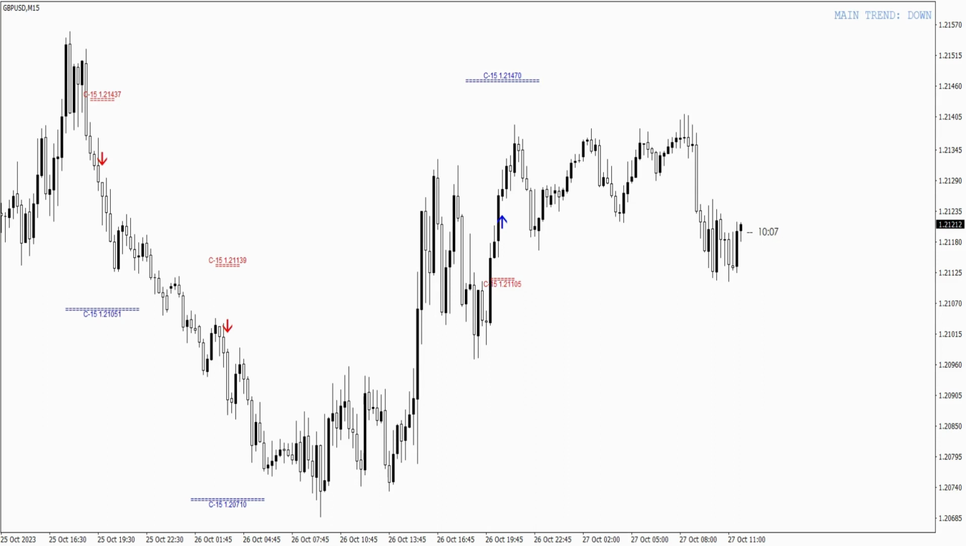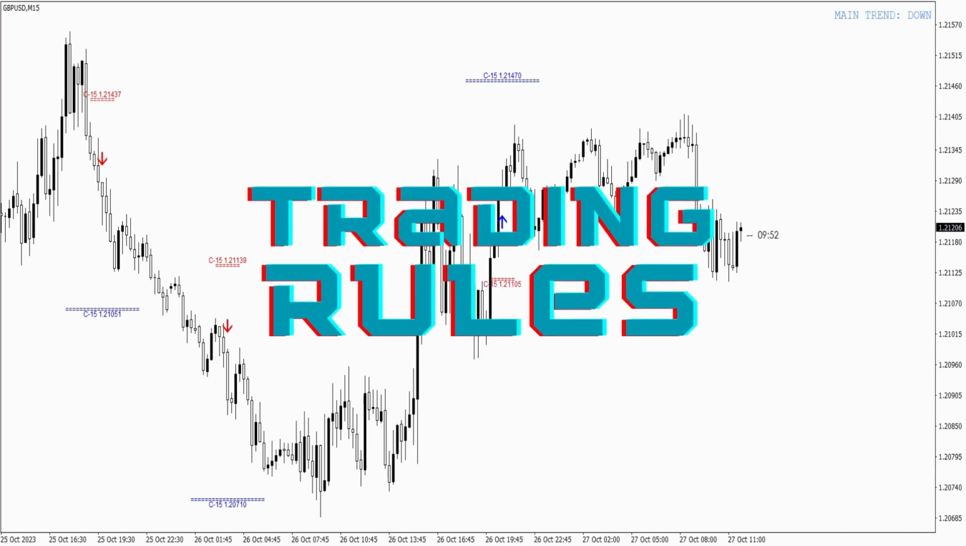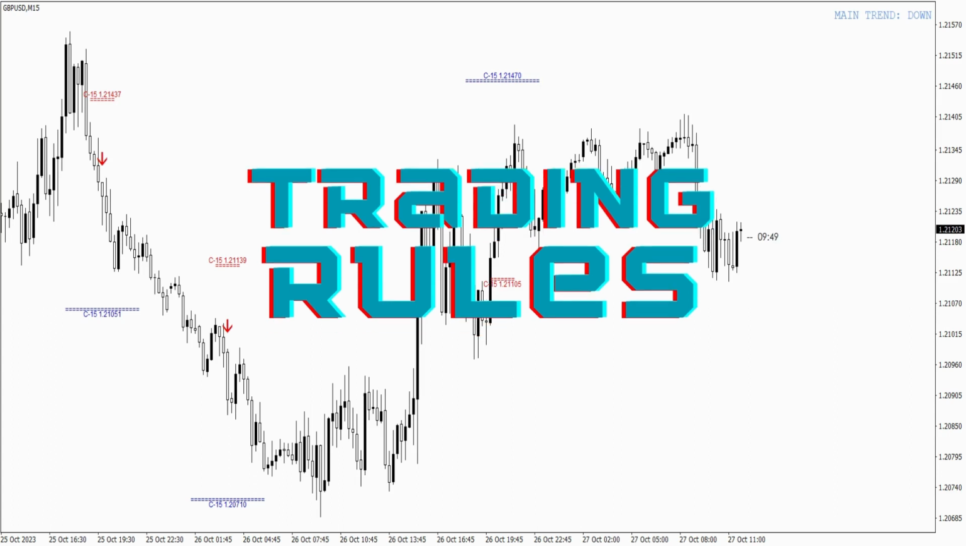All you need to do is follow the indicator's signals and set your stop-loss and take-profit levels as indicated by the indicator. That's it. This indicator is particularly beneficial for beginners. Now, let's delve into the trading rules for this indicator.